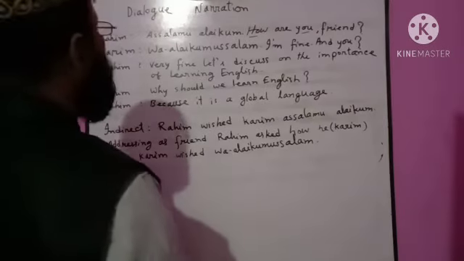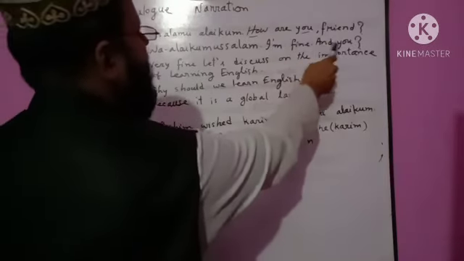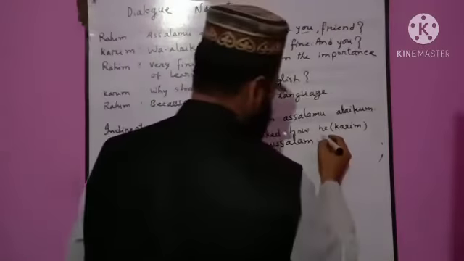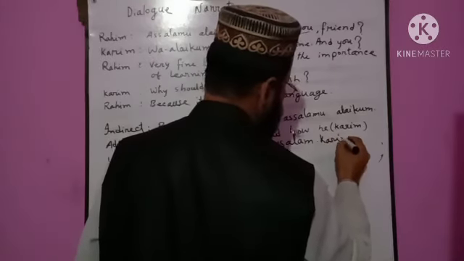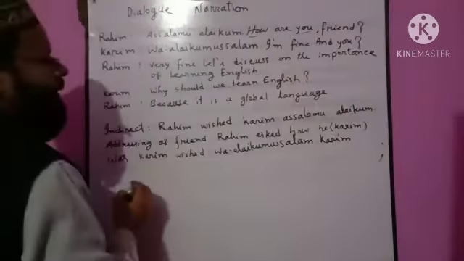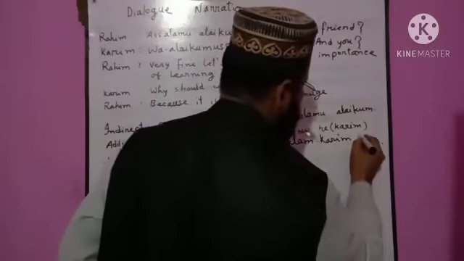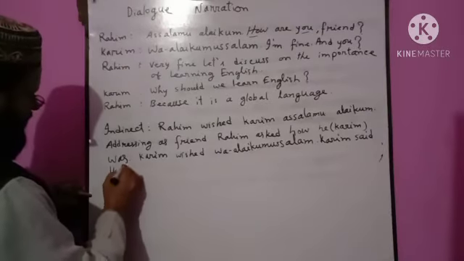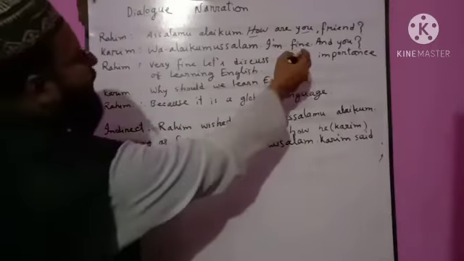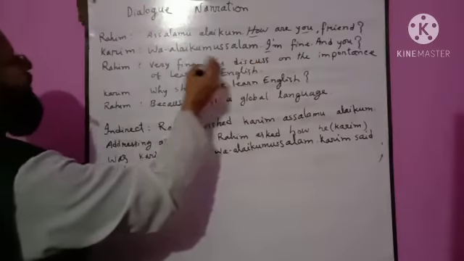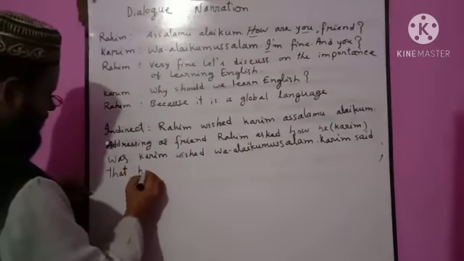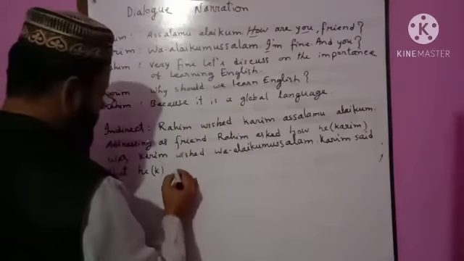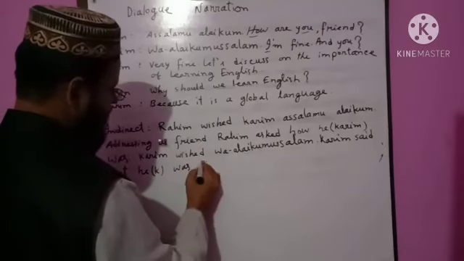Then another sentence. I am fine, and you? The speaker is Karim. We shall again write Karim or he. We shall write Karim. I am fine. Karim said that I am fine. I will be changed according to the speaker. He, Karim. That he, am will be was. He was fine.